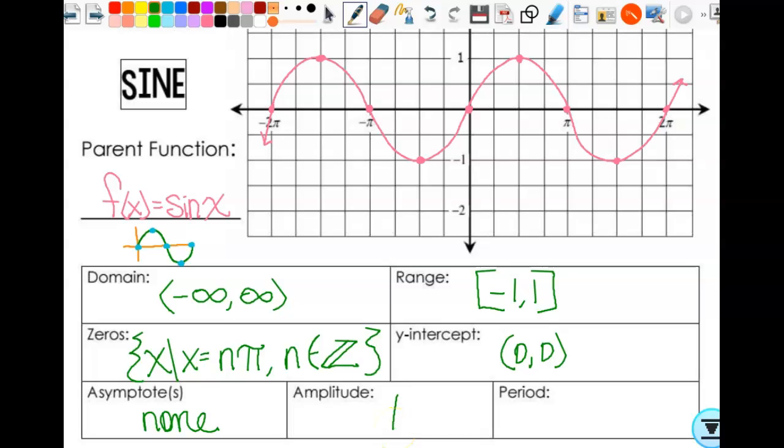The period is how long it takes to complete one cycle. So if I start here and I do the sine, I end there, that's where I would start to repeat. So it took me 2 pi units to complete one cycle. So the period for a sine parent function is 2 pi.